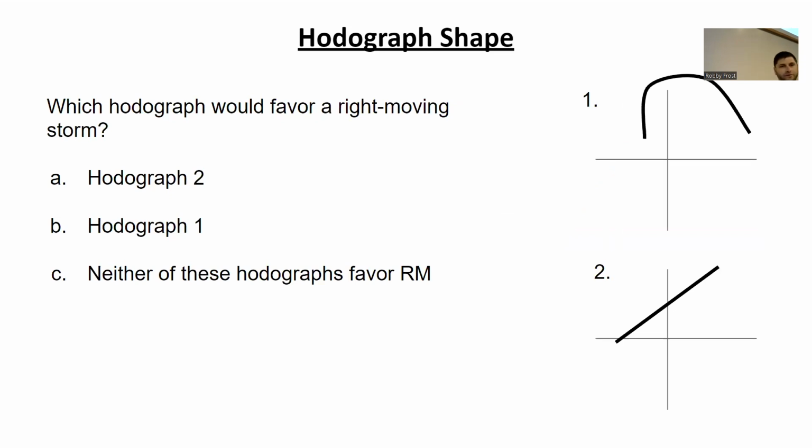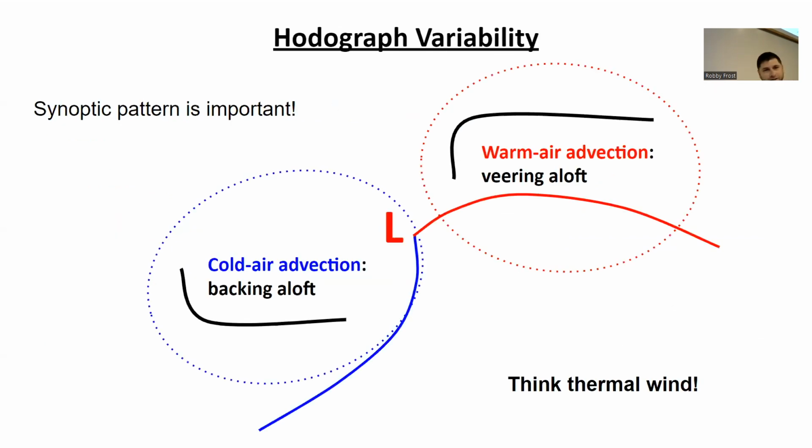How about this one? Which one would favor a right moving storm? Hodograph 1, because... what's that? The curvature, right? Yeah, the clockwise curvature. Exactly. That's it. Hodograph 2 would also support right movers, but it wouldn't necessarily favor them, because the straight hodograph is going to favor mirror image storms. So this gets at the idea that the synoptic pattern is important. If the vertical wind profile is what's generating these storms, then that's going to be associated with the synoptic pattern.